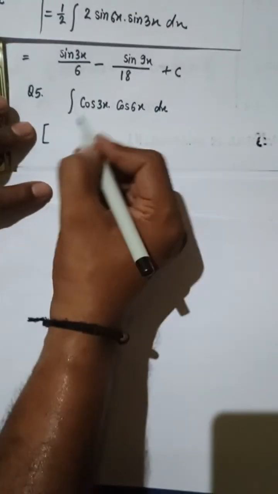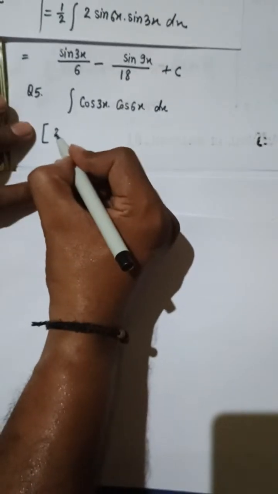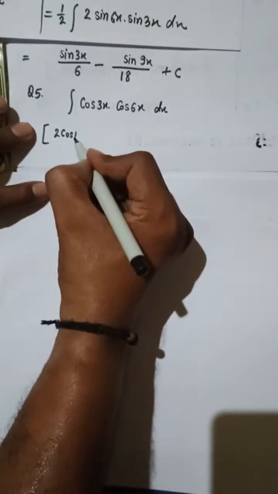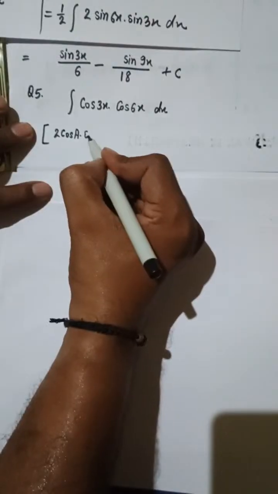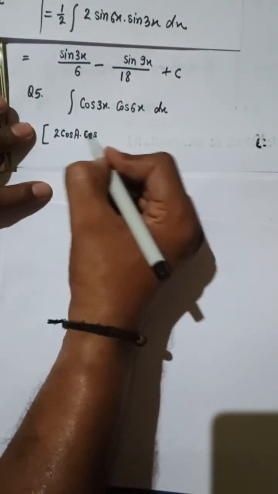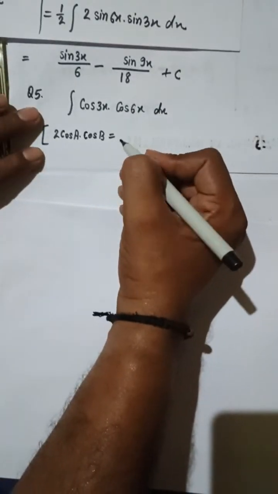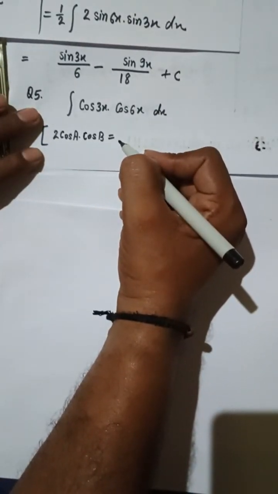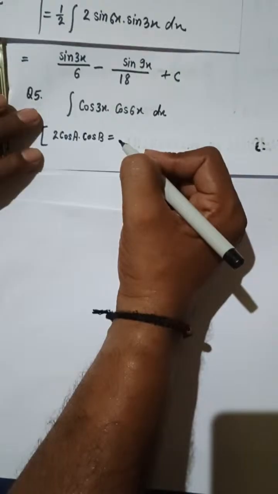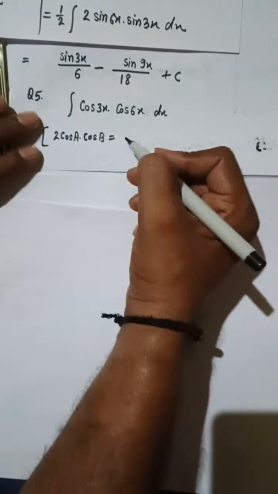I'm going to use the formula 2 cos a into cos b. Both are cos, so cos a into cos b will be, both are cos, so I need to write cos a minus b plus cos a plus b. Okay, this formula I have here.